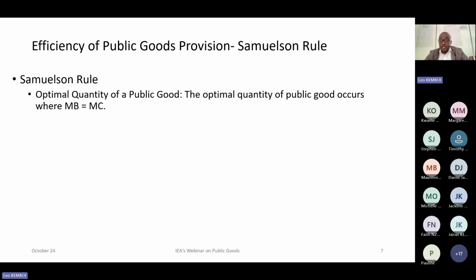in his 1954 paper provided what we call the Samuelson rule, and this has endured over time. The optimal provision of a public good occurs when the marginal benefit is equivalent to the marginal cost. When the marginal cost is higher than the marginal benefit, that is a justification for the government to come in and provide those public goods, because when the marginal benefit is equivalent to the marginal cost, private sector players can always provide for that.